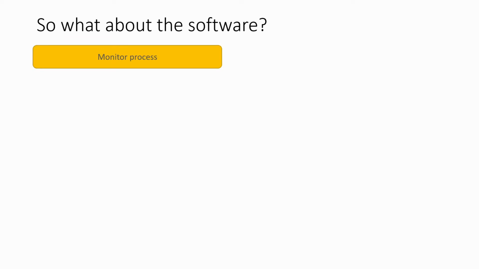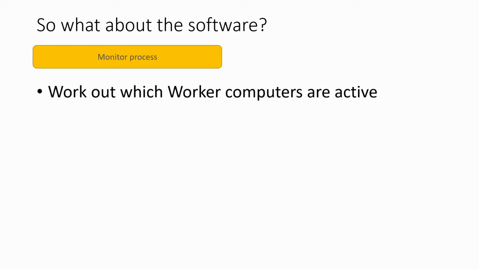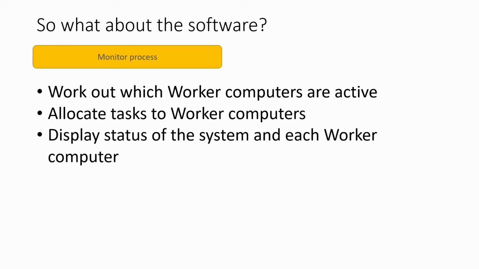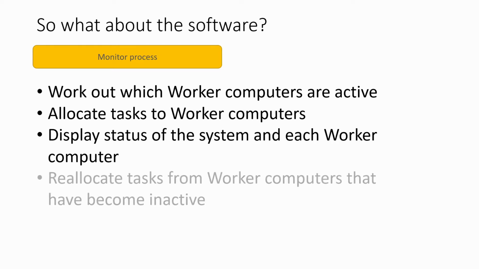The monitoring process has several tasks to perform. The worker computer's status is read from the database, allowing the monitoring process to decide which computers to allocate tasks to. Displaying the status of the system as a whole will allow administrators to identify any computers with problems. The monitoring process should, however, automatically reallocate any tasks from computers that have become unresponsive.